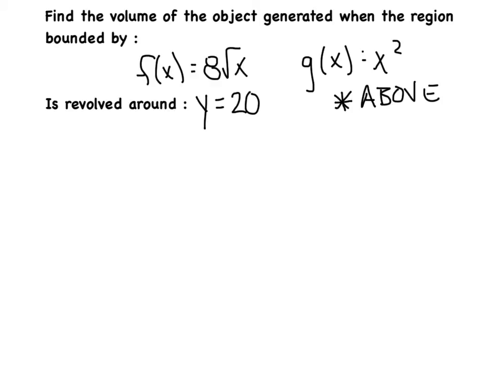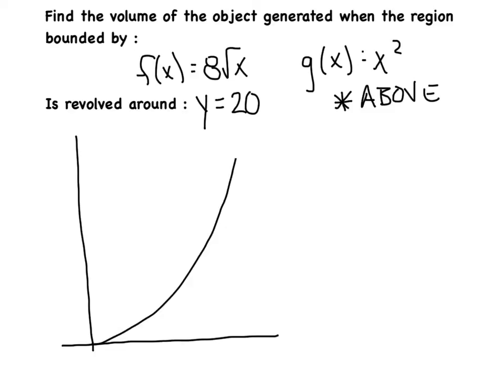I think it's more straightforward. Now we're putting the axis of rotation above our region, and really it's not much harder, we just have to think about it a little bit differently. So let's go x-axis there. We got our x squared cooking. We got our 8 radical x cooking. Now they intersected at 16, so my y equals 20 is clearly above that region, and it has to be.